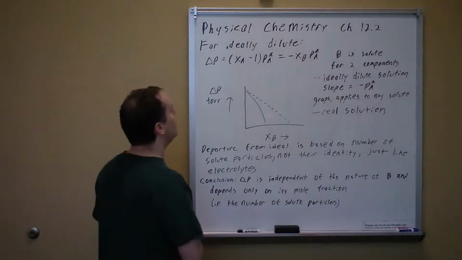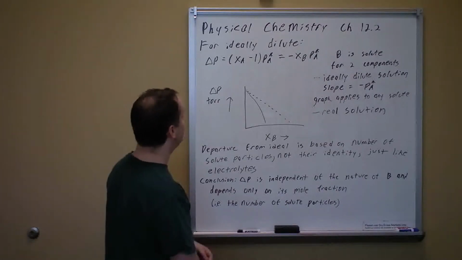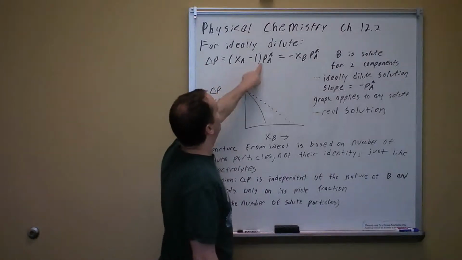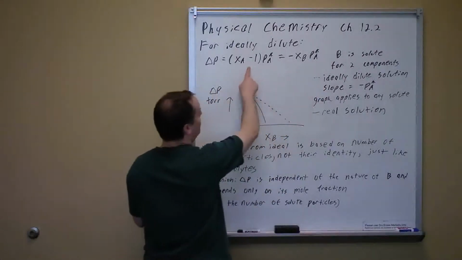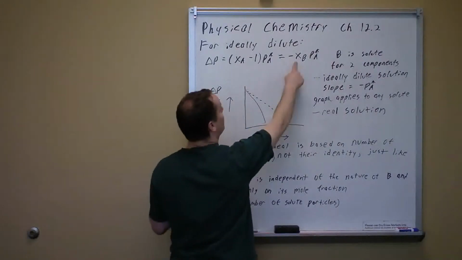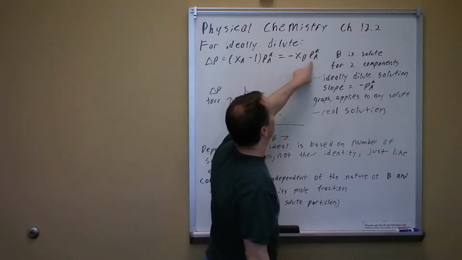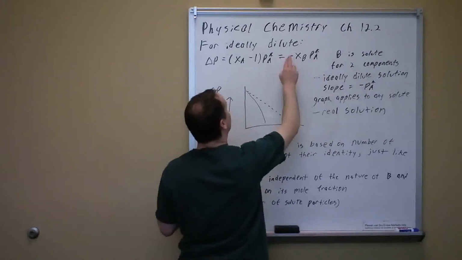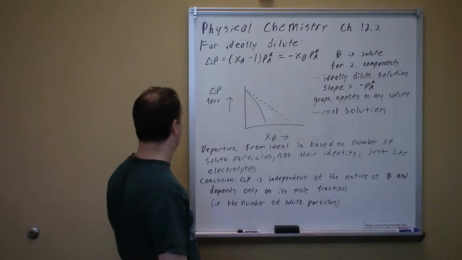This is Physical Chemistry, Chapter 12, Section 2. Now we're going to talk about an ideally dilute solution, so delta P is the mole fraction of A minus 1 times PA star. If you have two components, with B being the solute, then the mole fraction of A minus 1 is just equal to minus the mole fraction of B. So we get delta P is equal to minus the mole fraction of B times PA star. Mole fraction is positive, pressure is positive, therefore the change in pressure will be negative. That's why it's vapor pressure depression.